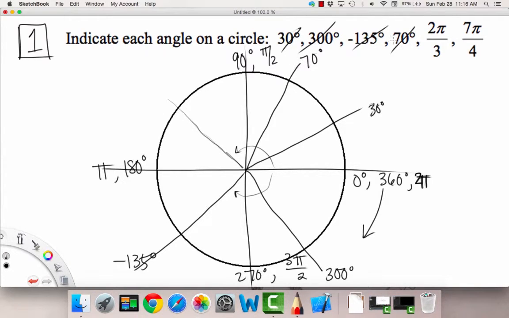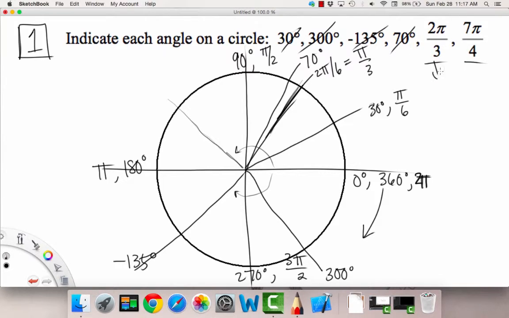Now we switched into radians, so now we have 2 pi over 3. We know that pi over 6 is equal to 30 degrees, because our pi over 2 is there, so a third of that is pi over 6. So pi over 6 is here. 2 pi over 6 is 2/3 of this, which is equivalent to pi over 3.